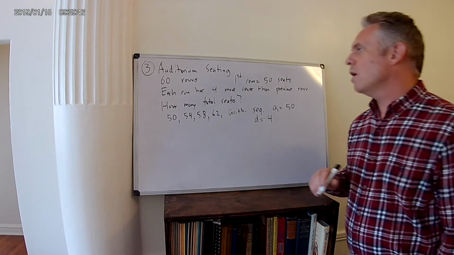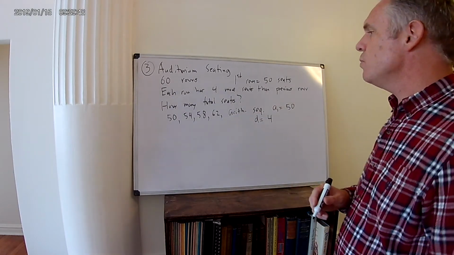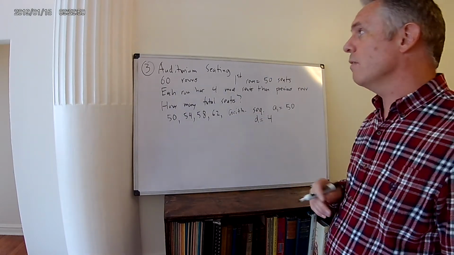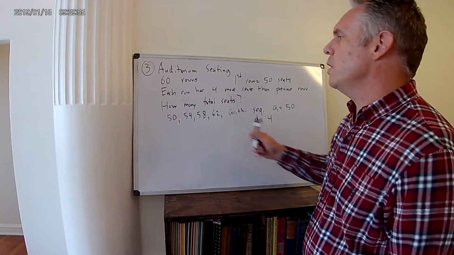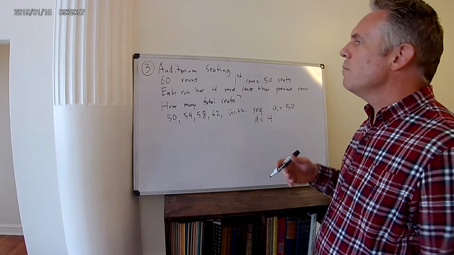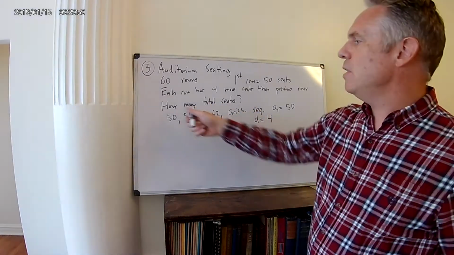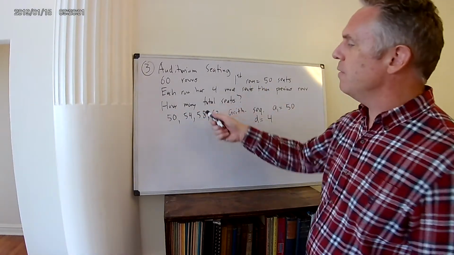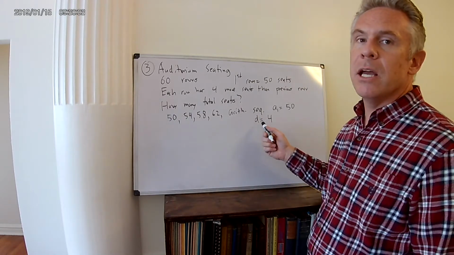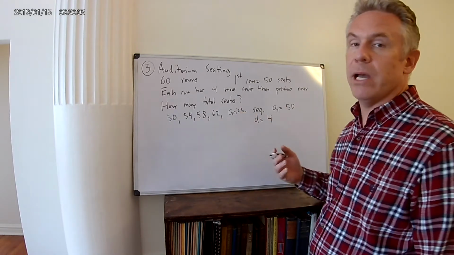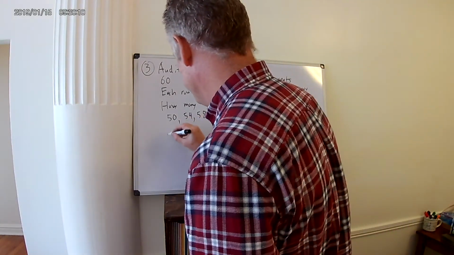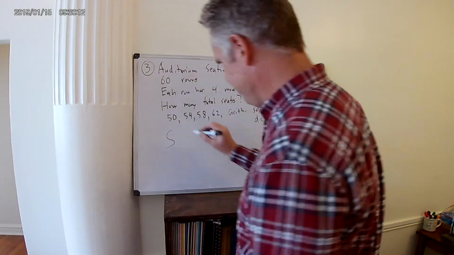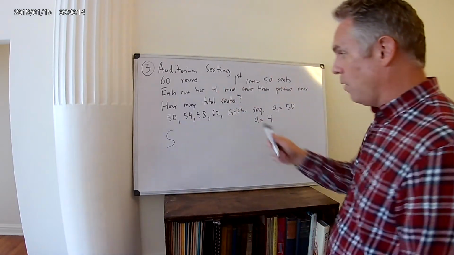But in this problem, I'm interested in calculating the total seating of this auditorium. I'm not really interested in how many seats are in each row, but if I add up all the seats, 50 plus 54 plus 58 plus 62 and so on, that's the total seating of my auditorium. So I'm really interested in a partial sum of all these rows.